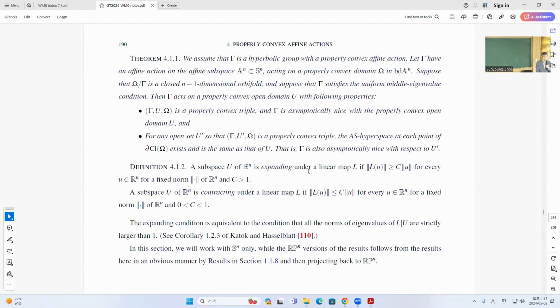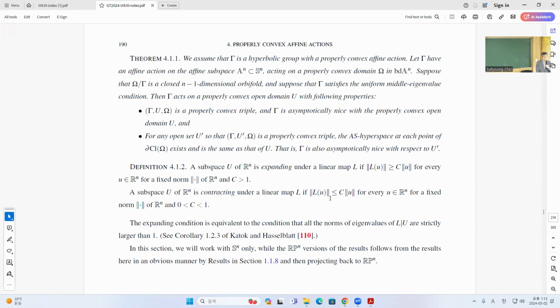Okay, so I will explain the uniform middle eigenvalue condition next. So let's say a subspace is expanding under the linear map L if the norm of L(u) is bigger than C for every unit vector u in Rn for some fixed norm, and then C bigger than 1.